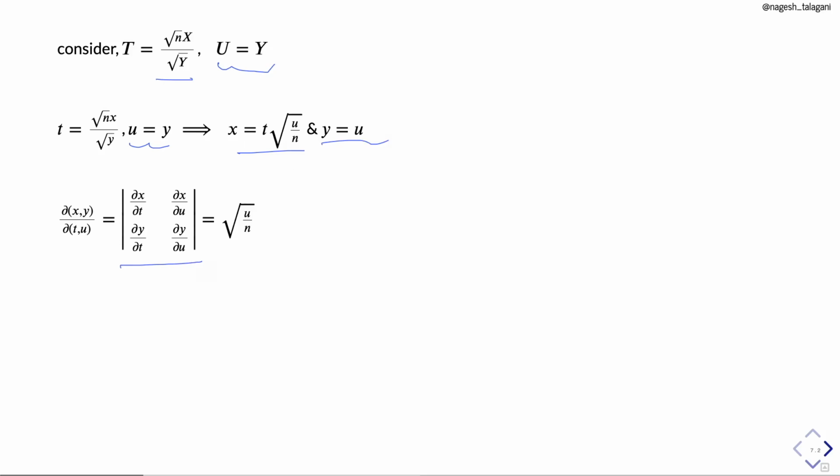The Jacobian of this transformation is going to be the determinant of this 2 by 2 matrix. Here dou x by dou t is going to be under root u by n. Dou x by dou u I'm not going to care about, because dou y by dou t is going to be 0 and dou y by dou u is going to be 1. So the determinant of this matrix is going to be root u by n times 1 minus 0 times dou x by dou u. It's going to be root u by n. Okay, the Jacobian of this transformation is under root u by n.